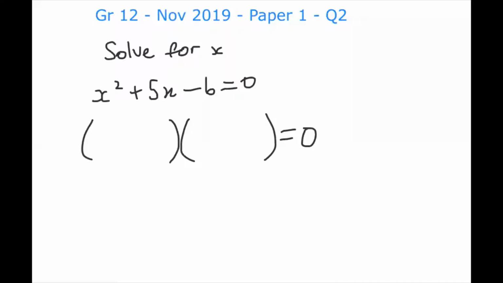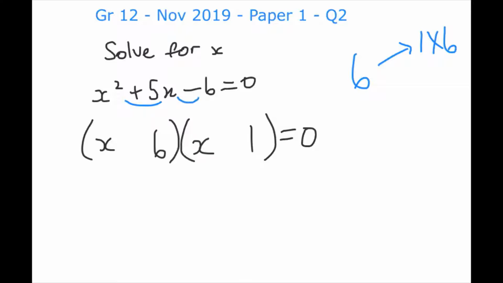Okay, so for this one there's an x squared, so you're going to have x and x, and then the 6 I'm going to divide into its factors, 1 times 6. So let's see if 1 times 6 works. So there's a 6 and a 1. There you see a plus 5, and there you see the minus. If that's a minus, you're going to have either a plus there and a minus there, or a minus there and a plus. Because here is a plus, I'm going to put the plus by the bigger one.